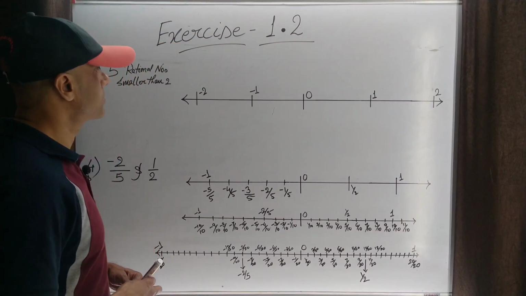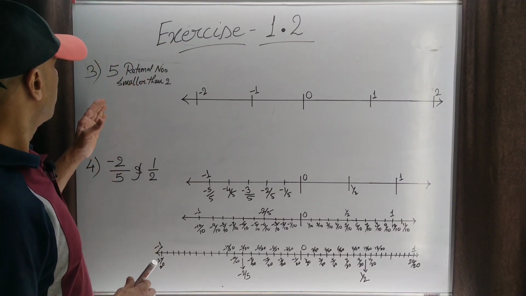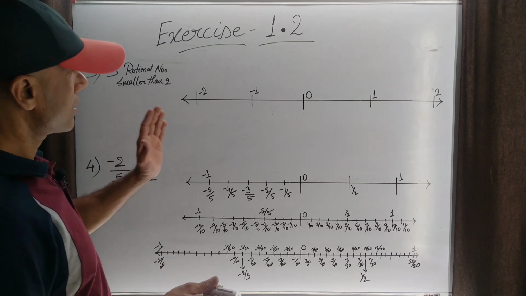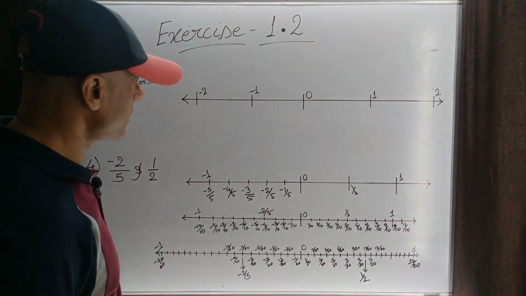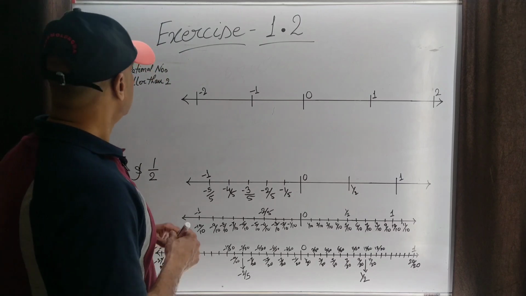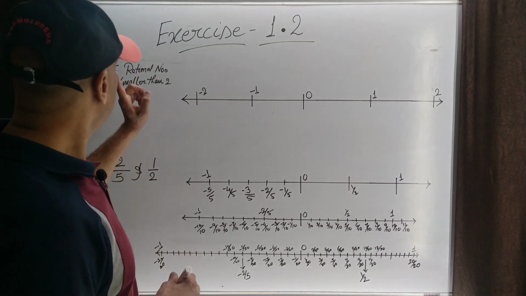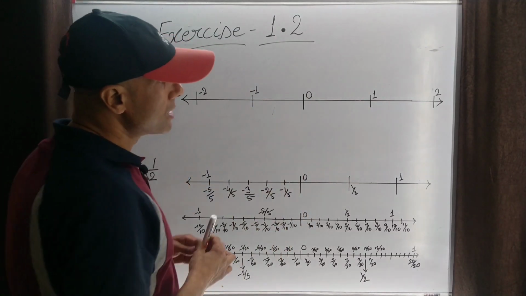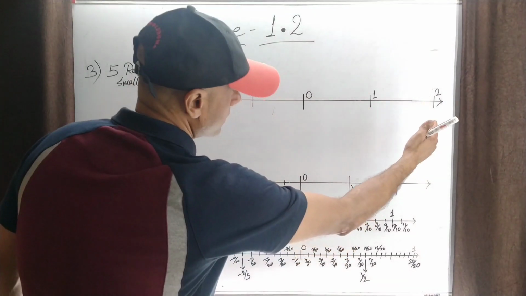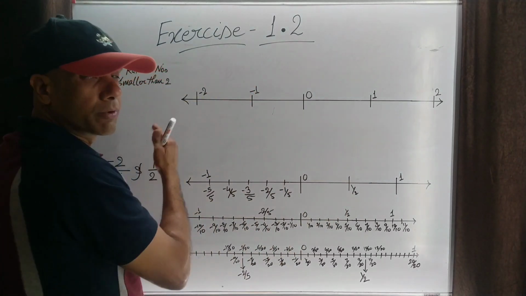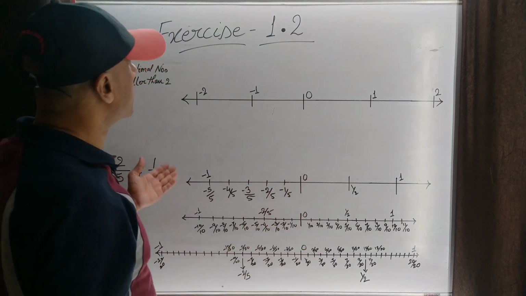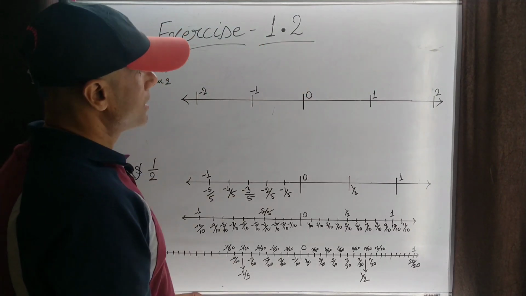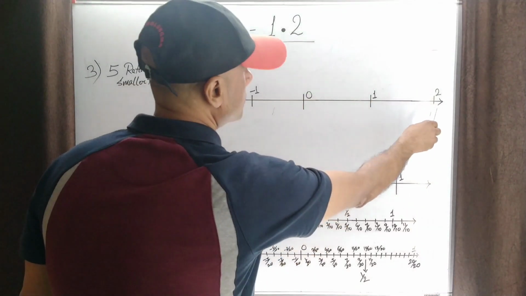Let's move on to question number 3. Find 5 rational numbers smaller than 2. I've already made this number line. We have to find 5 rational numbers which are smaller than 2. Now, anything on the left side of 2 will be smaller, so we don't have any problem. We can take negative rational numbers also and positive rational numbers also. This is 1 and this is 2.